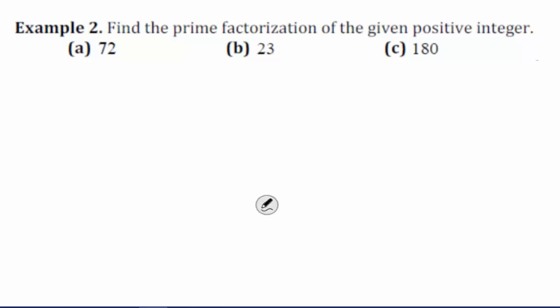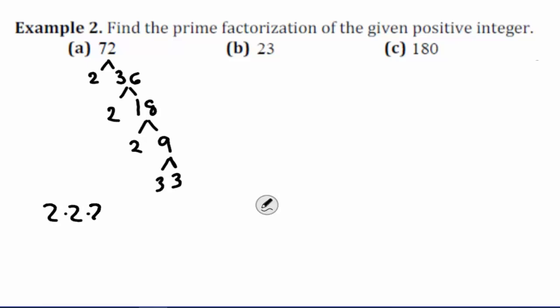So 72. I'm going to use the factor tree method. It's totally up to you how you want to do the prime factorization. I'm going to start off and say it's even, so I'm going to divide 72 by 2. So that's 2 times 36. 36 is even, so I'm going to divide it by 2. I get 2 times 18. 18 is even, so I'm going to divide it by 2, and I get 9. And 9 has factors of 3 and 3. So there we have the prime factorization. We can write this out as 2 times 2 times 2 times 3 times 3, or we can write it as 2 cubed times 3 squared.